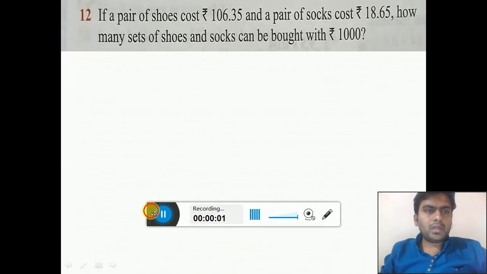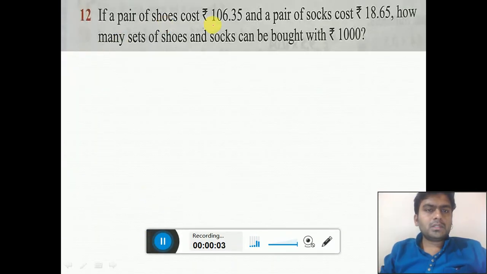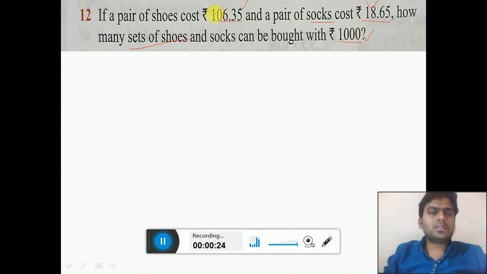Question number 12. If a pair of shoes costs 106.35 and a pair of socks costs 18.65, how many sets of shoes and socks can be bought with rupees 1000? So what we will do, we will add the cost of shoes with the cost of socks, and then we will divide 1000 by the total cost of shoes and socks.